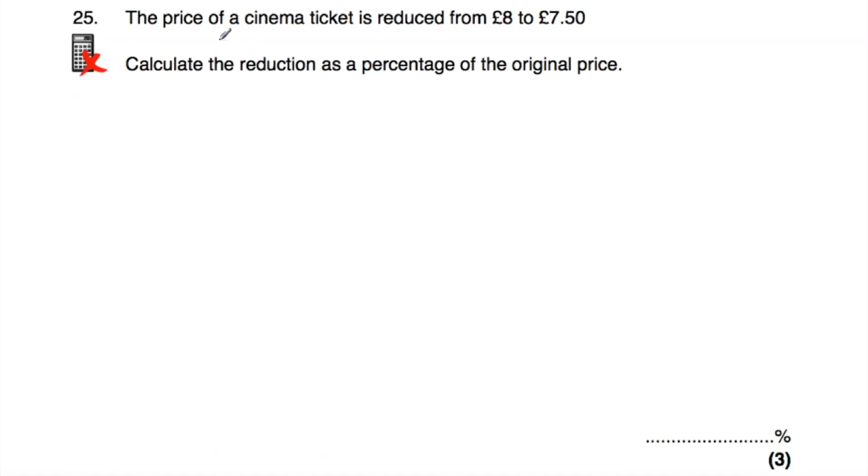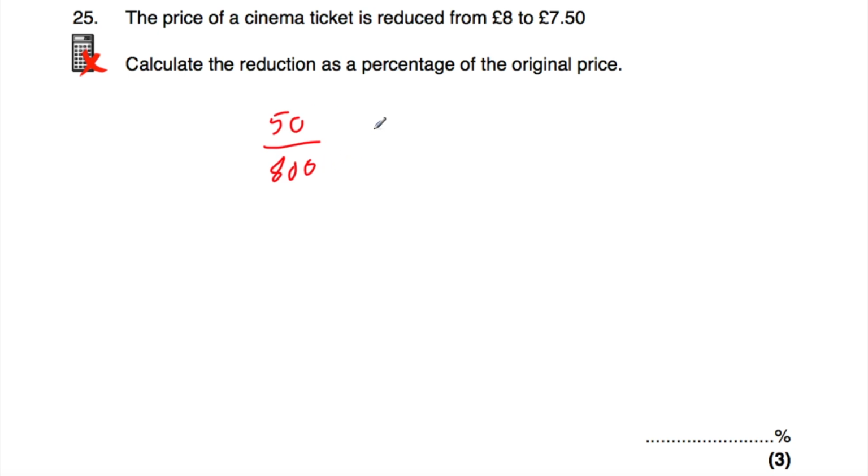Question number 25 says the price of a cinema ticket is reduced from £8 to £7.50. And we've been asked to calculate the reduction as a percentage of the original price. So the reduction is 50p, where it goes from £8 to £7.50. I'm going to work in pence here, so the reduction as a fraction of the original price is 50p out of 800 pence.